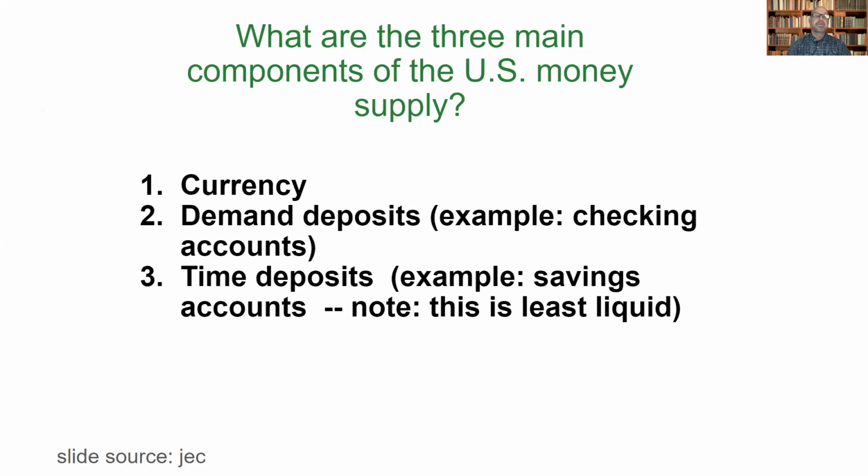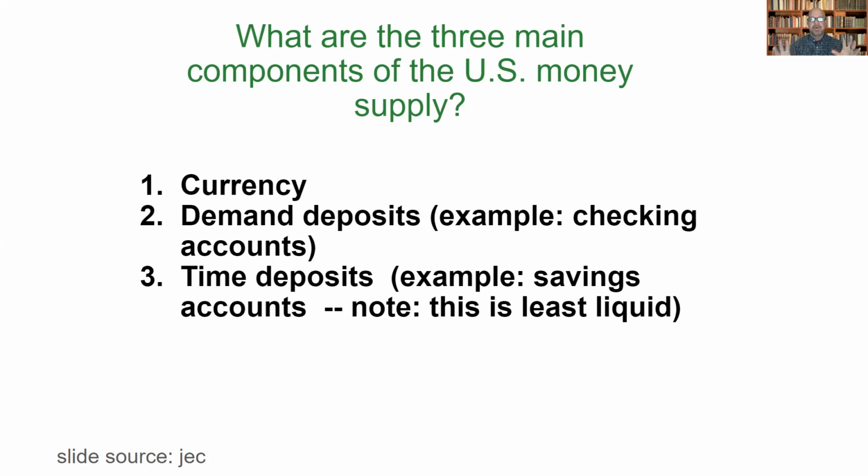Let's talk about the three main components of the U.S. money supply. Currency, which is dollar bills, $100 bills, and so forth. In the United States, that's what we use. You know, in Europe, they use euros, right? So other countries and other entities use different types of currency, but we use our currency as dollar bills.